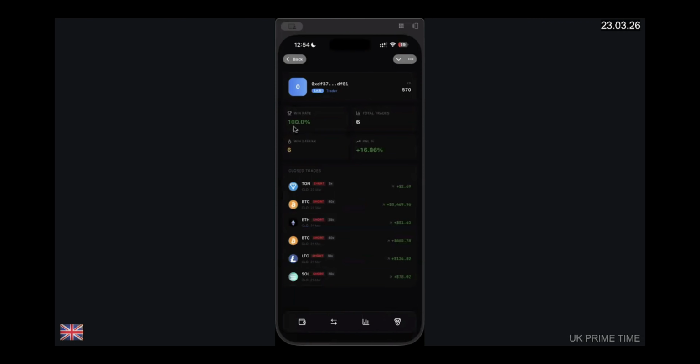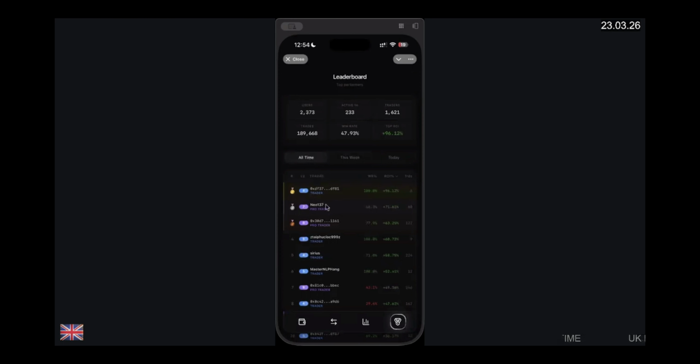Absolute 100% win rate, and did only shorts of Ton, Bitcoin, Ethereum, Litecoin, Solana only. Amazing profit, $8,469 worth of profit on a Bitcoin short. Crazy.